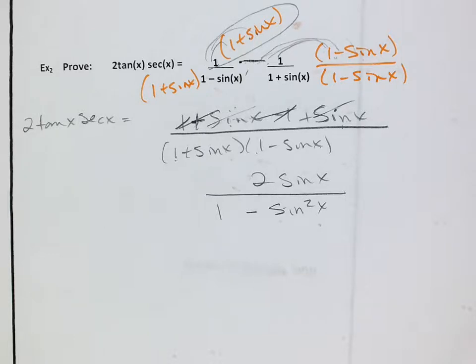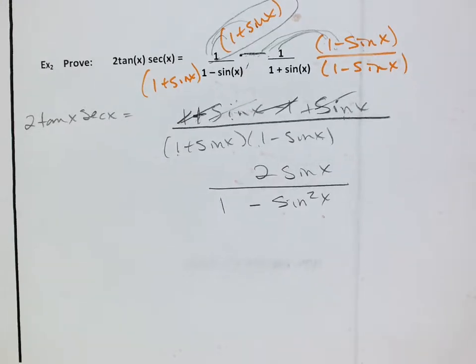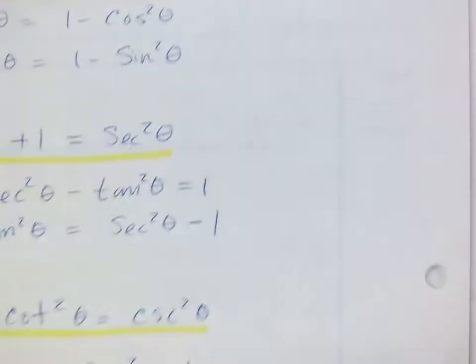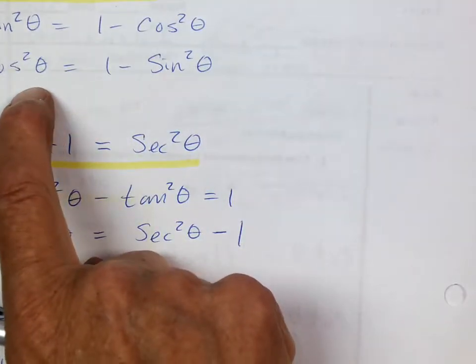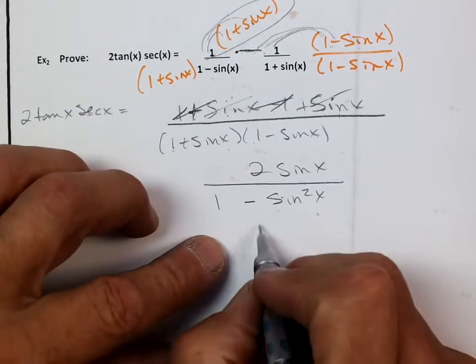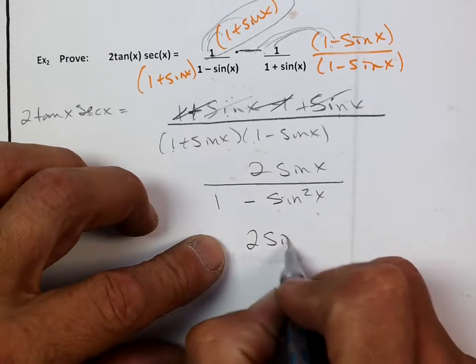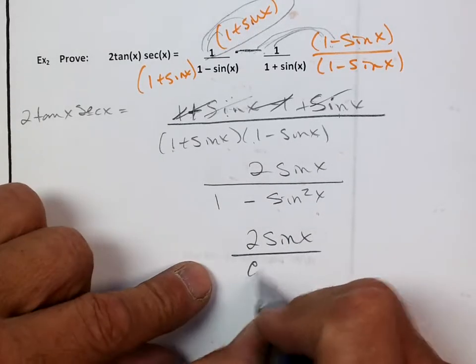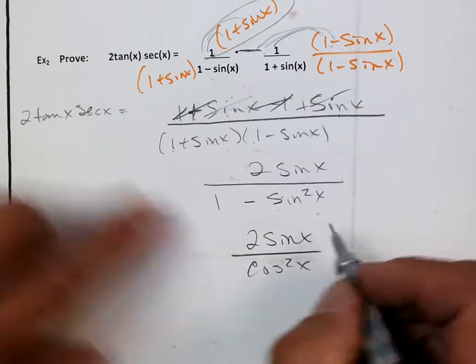And hopefully that looks familiar too, right? Okay, does this look familiar? Hopefully it does. Isn't that an identity? In fact, 1 minus sine squared is equal to cosine squared, right? So we'll have a 2 sine of x over a cosine squared of x equals.